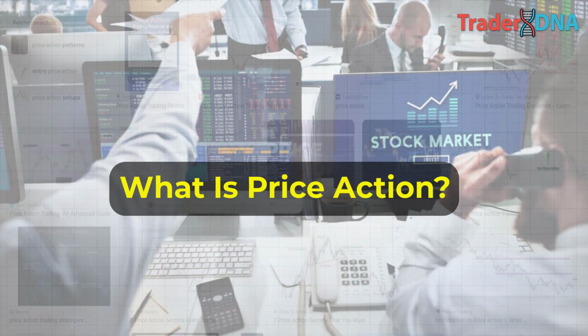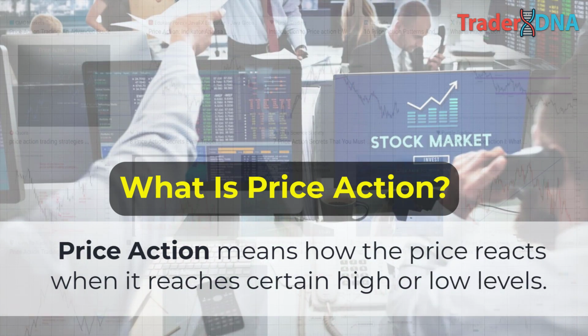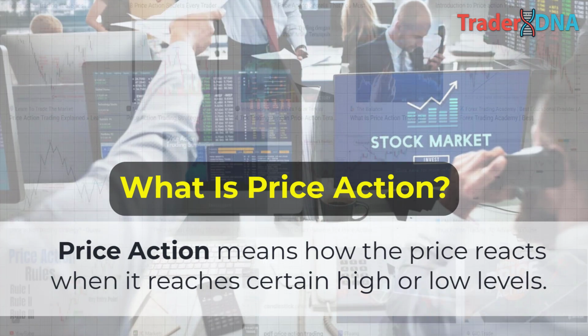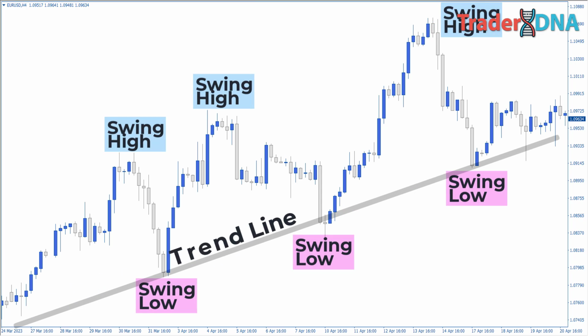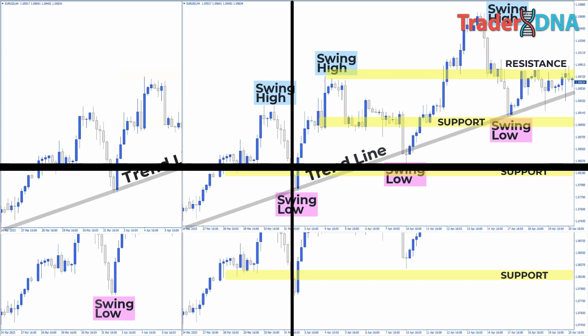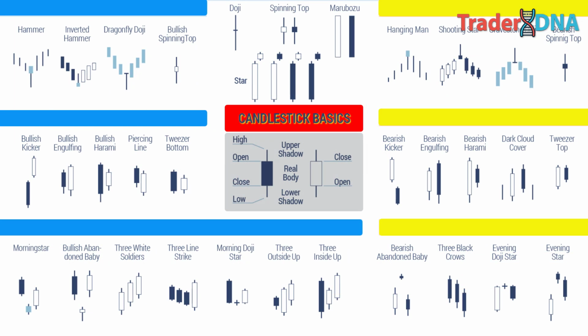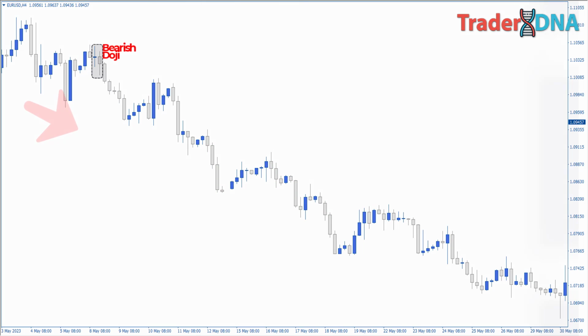What is price action? Price action means how the price reacts when it reaches certain high or low levels. This technical analysis approach will help you learn things from the price history, from identifying the swing high, swing low, trend lines, and past support or resistance areas. With price action, we don't need complicated indicators or averages that distract from the price itself. The chart looks clear and simple. Some traders don't even use indicators to make a living.